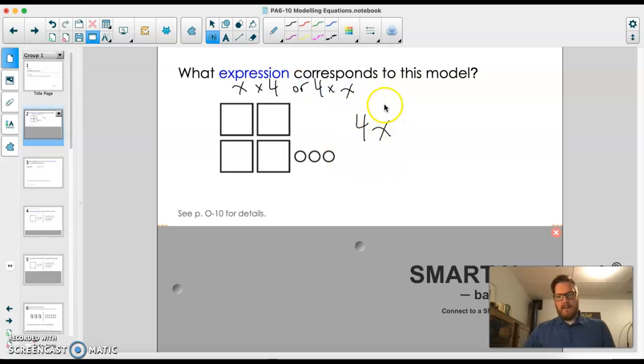But normally when we have an unknown and then a certain group of them, we just write it like this. They have the number or the variable and then what's called the coefficient. And then there's 3 circles here, so I would say that that's 4x plus 3. And so that's called an expression because there's not an equal sign.